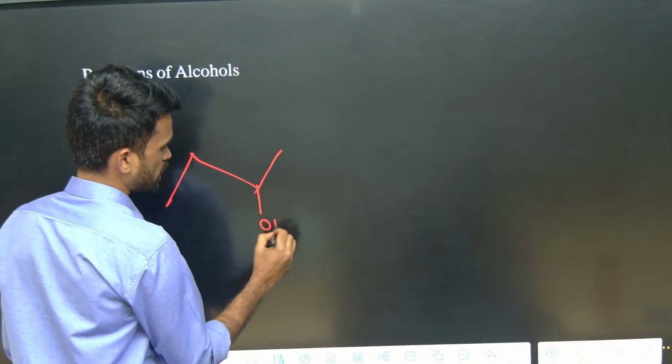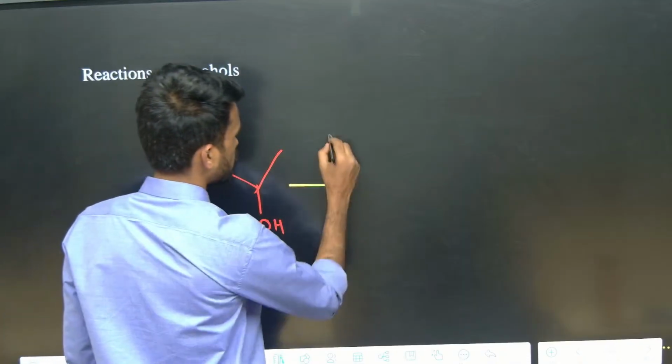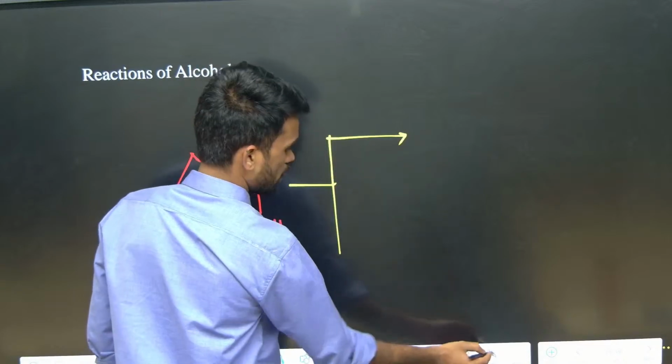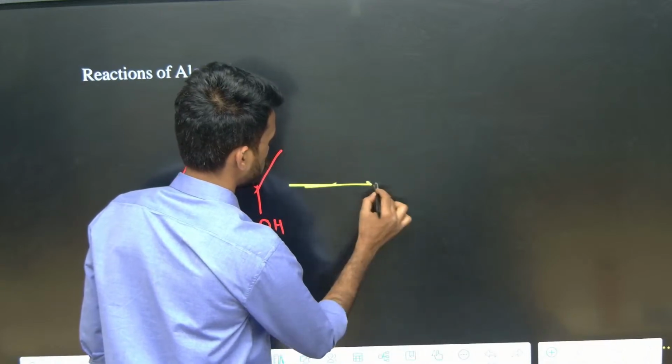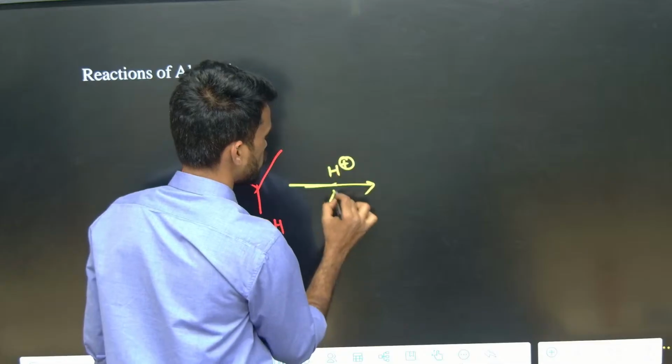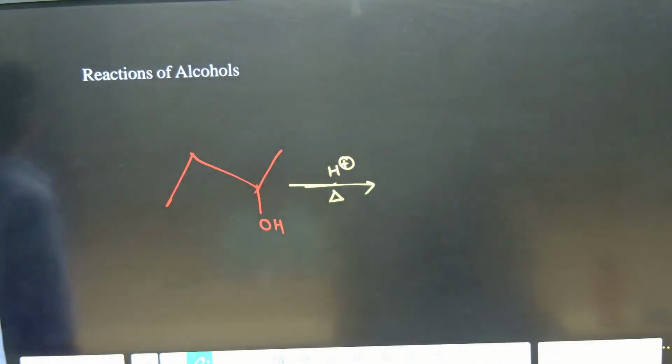See, here I have an OH group. So you need to add H plus ion under heating condition. Now what happens, tell me? What happens, tell me first?